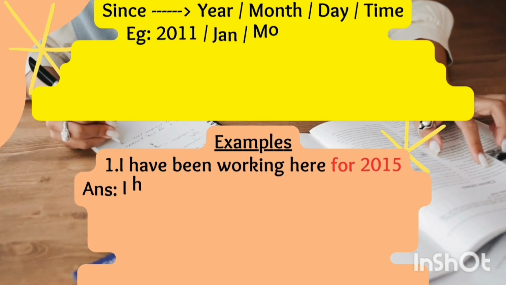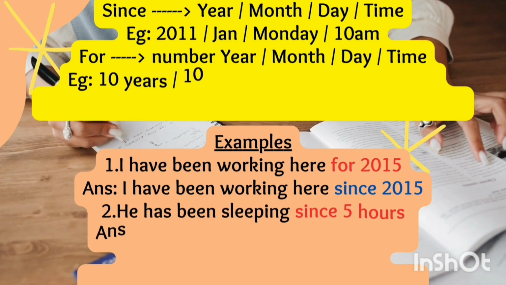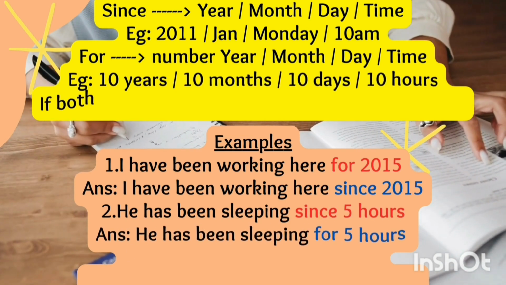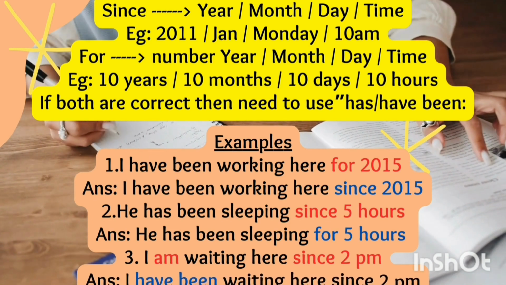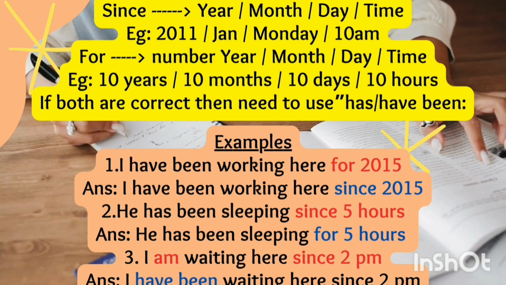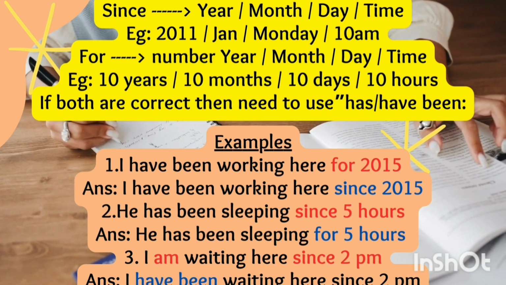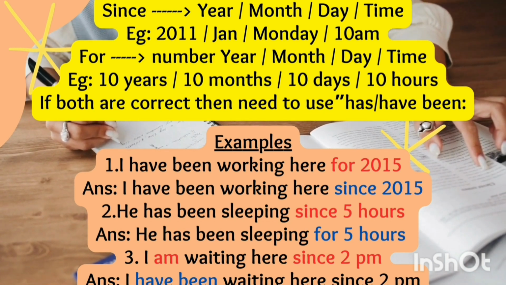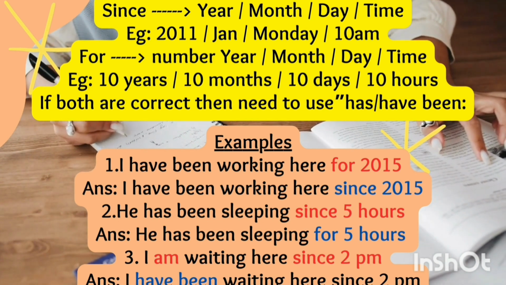We need to use the word since when we have a year, a month, a day, or a time. Example: since 2011, since Jan, since Monday, since 10 a.m. We need to use the word for when a number is followed by a year, month, day, or time. Example: for 10 years, for 10 months, for 10 days, for 10 hours. If both are correct, then we need to use has been or have been. Has been for a singular subject, have been for a plural subject.